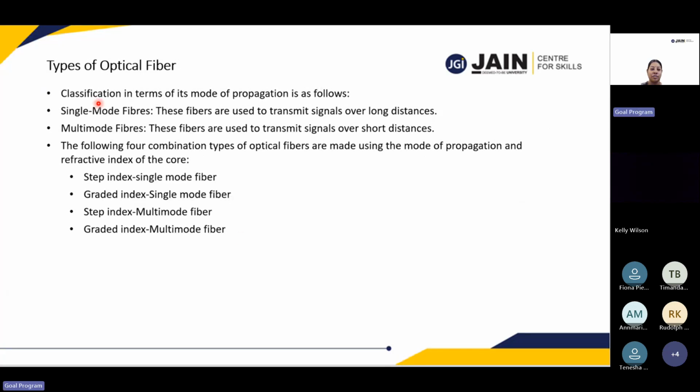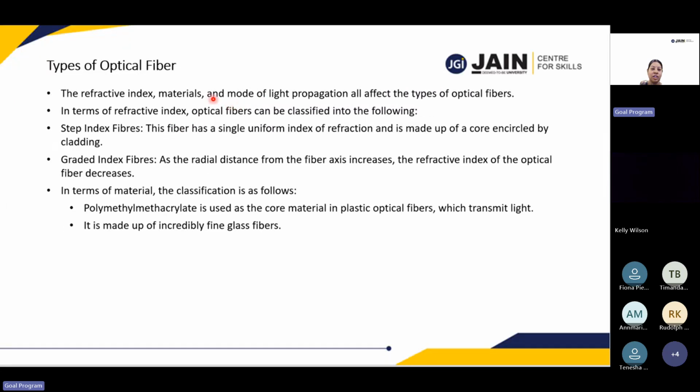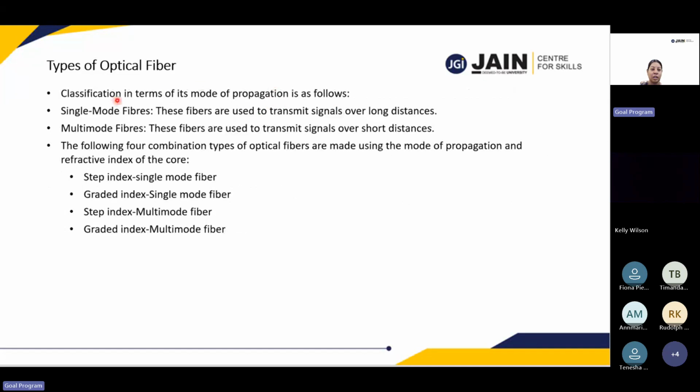Now, classification in terms of mode of propagation. Here we have seen refractive index, materials, and mode of light propagation. So now we are talking about the classification in terms of its mode of propagation. One is single mode fibers and the other is multi-mode fibers.